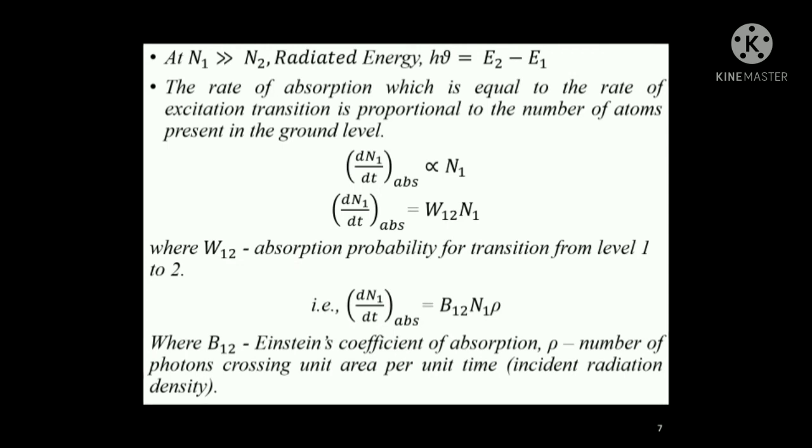B12 is Einstein's coefficient of absorption, and rho is the number of photons crossing unit area per unit time, that is the incident radiation energy density. So W12 is the absorption probability, and it has the value B12 rho, Einstein's coefficient of absorption into the number of photons. Remember this equation, because there can be a question like: write down Einstein's coefficient of absorption, Einstein's coefficient of emission, and so on. So we need to remember these equations.